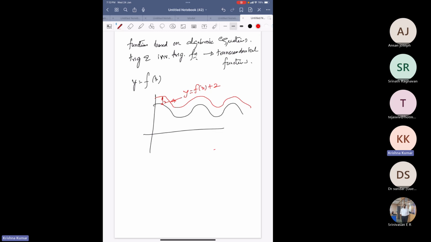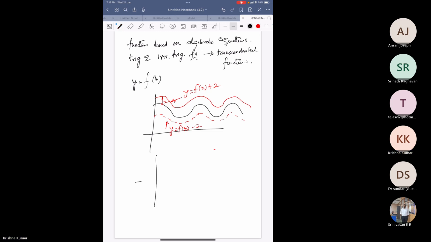When I go down, I'm shifting it down. Then that is y is equal to function of x minus 2. I'm shifting it down. Clear? That is up and down that I have shifted.